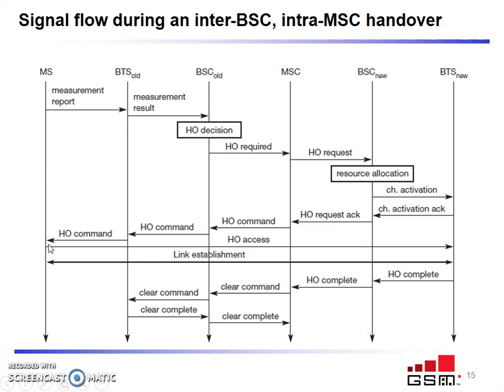So now communication has been done from the old BSC to the new BSC for handover, and when all this is over, a link establishment is done from the mobile station to the new BTS. When the link is established, we finally say the handover is complete, and the new BTS gives the information to the BSC, and the BSC communicates that information to the MSC. The MSC gives the clear command to the BSC. The BSC communicates it to the old BTS, and a clear complete command is returned by the BTS to the BSC, which again communicates to its superior, that is the MSC. This way a proper handover has been done from the old BTS to the new BTS.